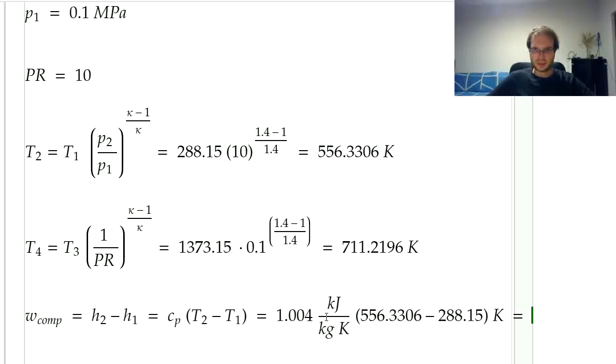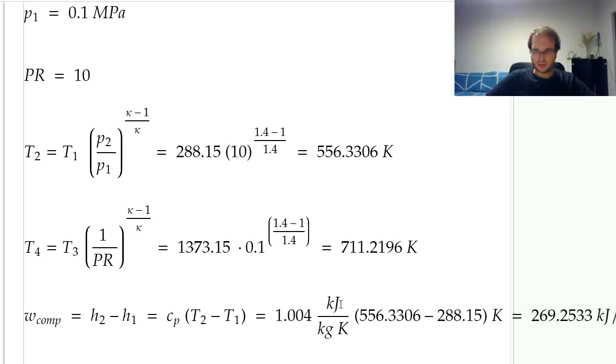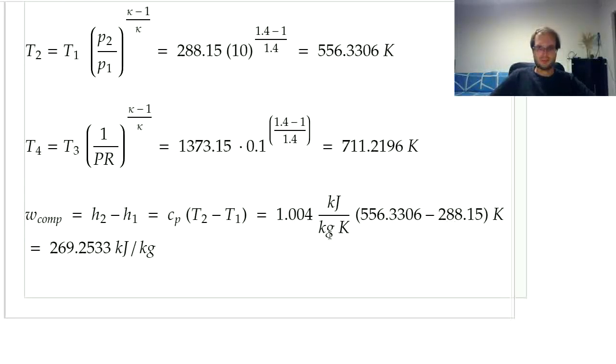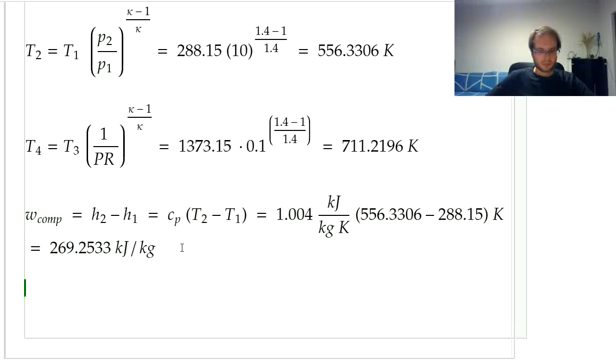which calculated together will be 269.2533, and we have kilojoules per kilogram. Here, kilojoules stay, kilograms stay, and just the kelvins will cancel out. So we have the specific work, 269 kilojoules per kilogram, of the compressor. Now for the turbine.